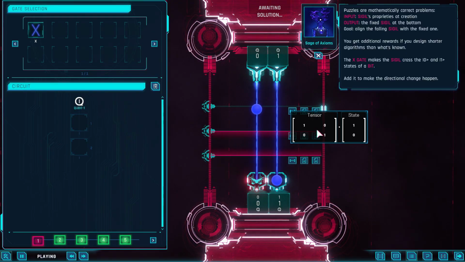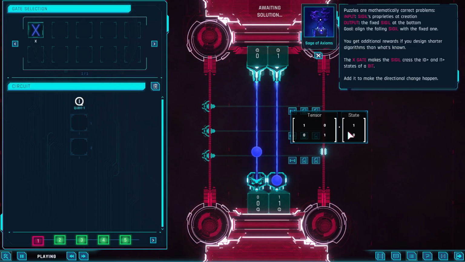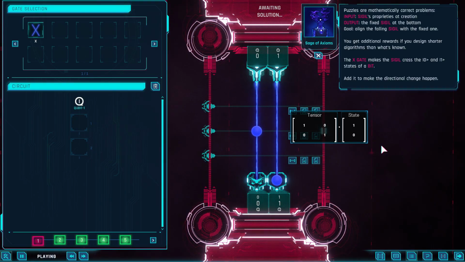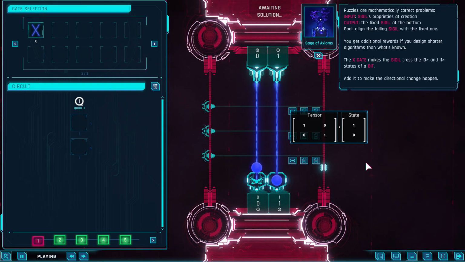The way this works is that this is an operation of multiplication with two matrices. And the way that you multiply the matrices gives us the output for the next stage in the qubit.